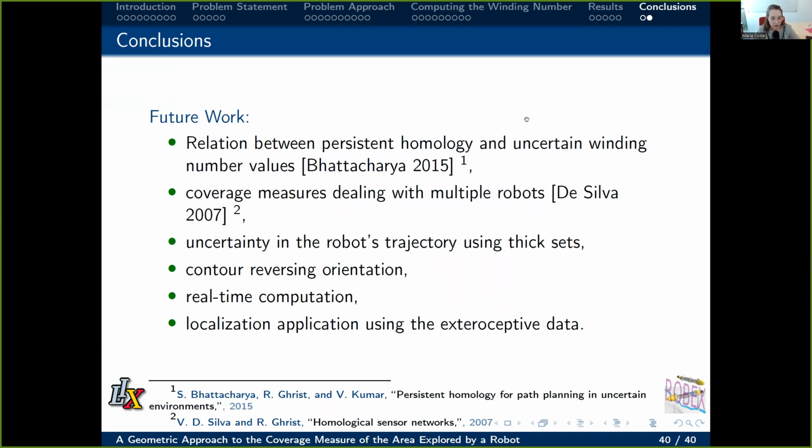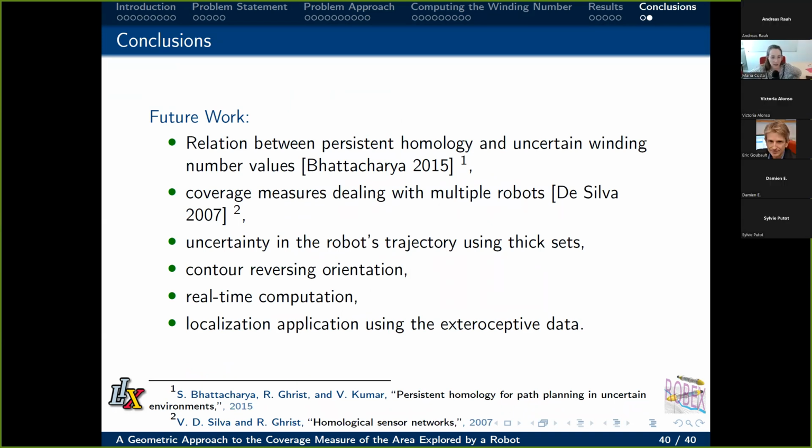Okay, so for conclusion, I'm actually going to talk about some leads that we have for future work. We have, of course, a lot of them. I'm not sure I'm going to be able to do all of them with the time that I have left for my thesis. The first one is that there are very interesting works that relate robotics and topology, and especially using the uncertainty in the winding number. So we would like to study how our work can relate to these other works. And also there is an interesting article about covering areas using multiple robots, also related to topology. And that is something that we would like to do: coverage area using multiple robots.